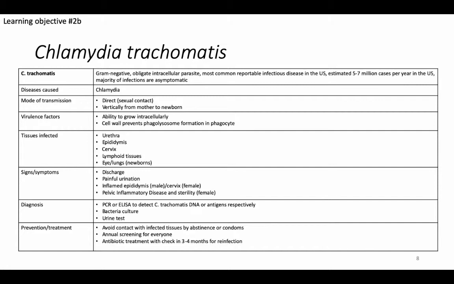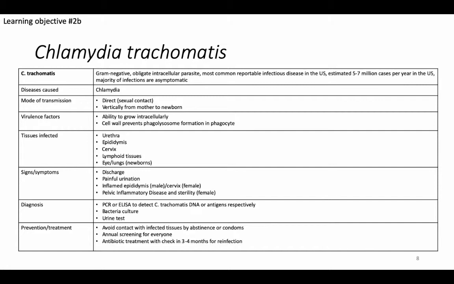So tissues infected in the male are the urethra and the epididymis. In the female, we have infection at the cervix. Rarely, it can infect lymphoid tissues, and in newborns, it can infect the eyes and the lungs when delivery through the birth canal occurs. Signs and symptoms are discharge, painful urination, inflamed epididymis in a male, and inflamed cervix in a female, pelvic inflammatory disease, and sterility in a female.